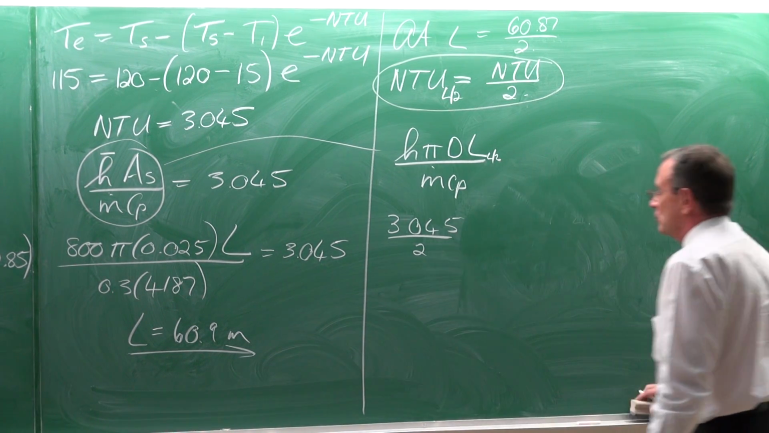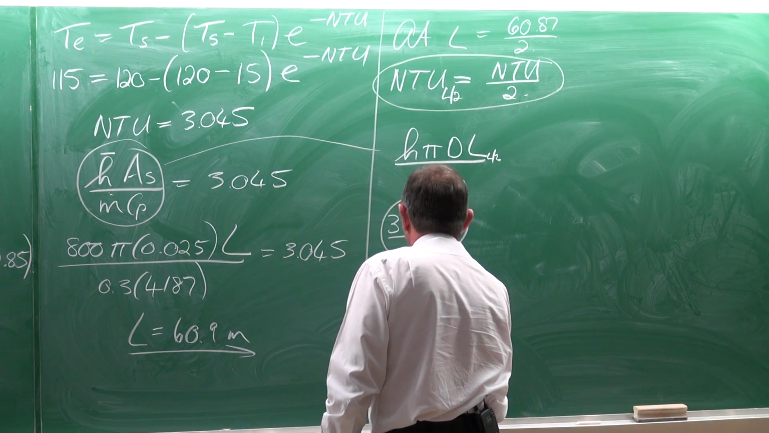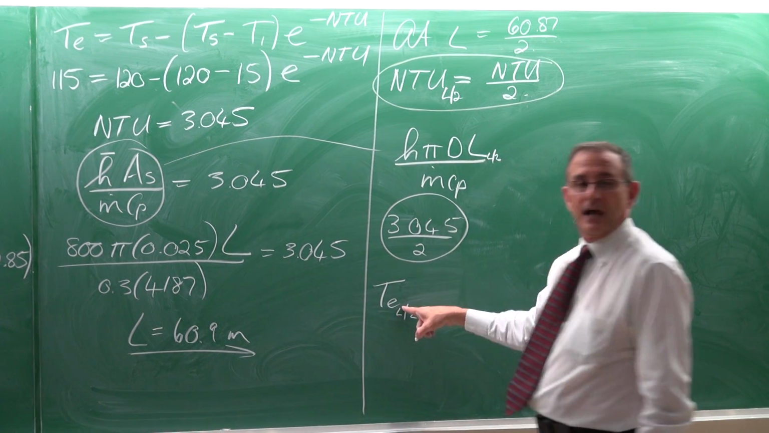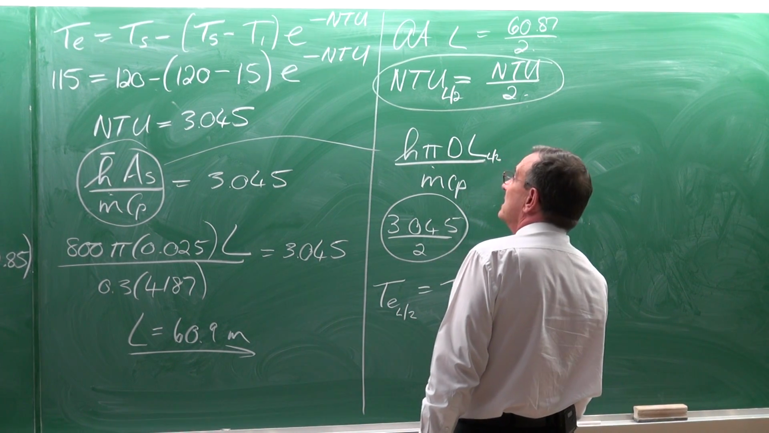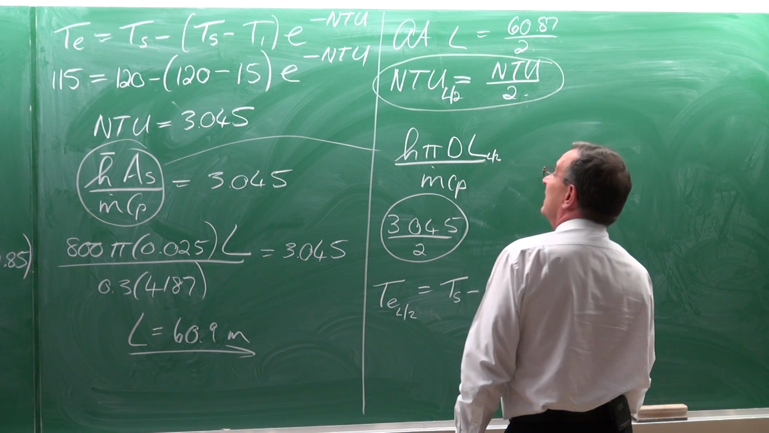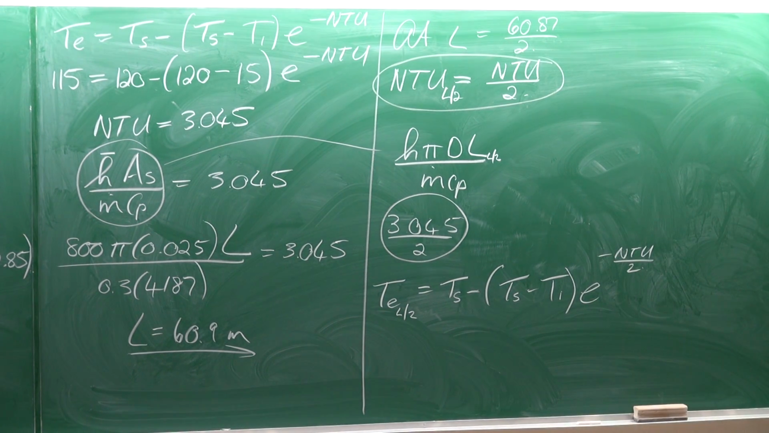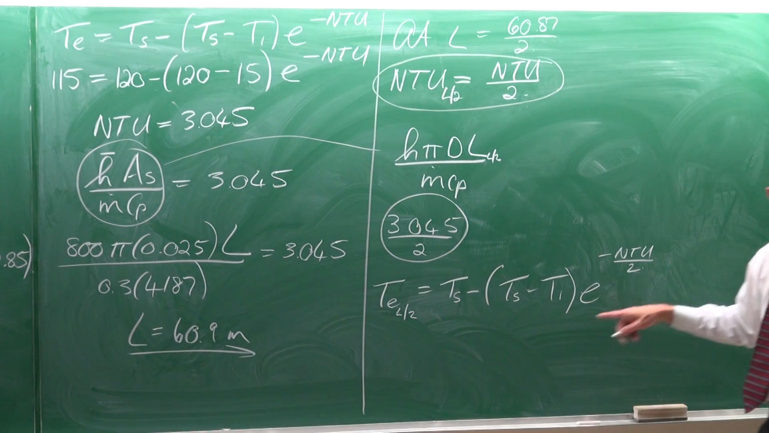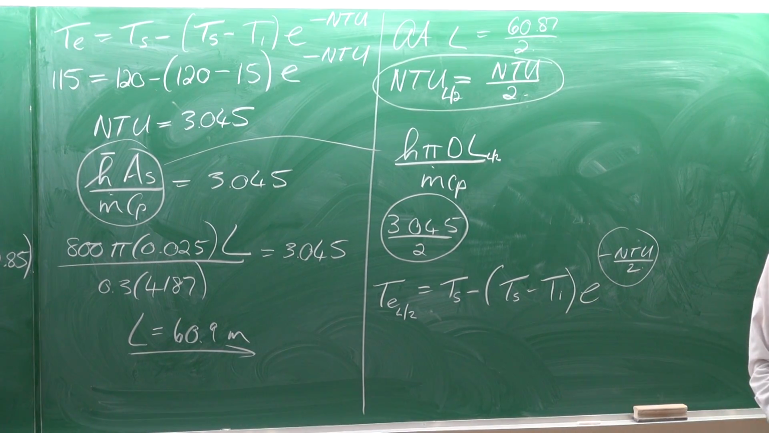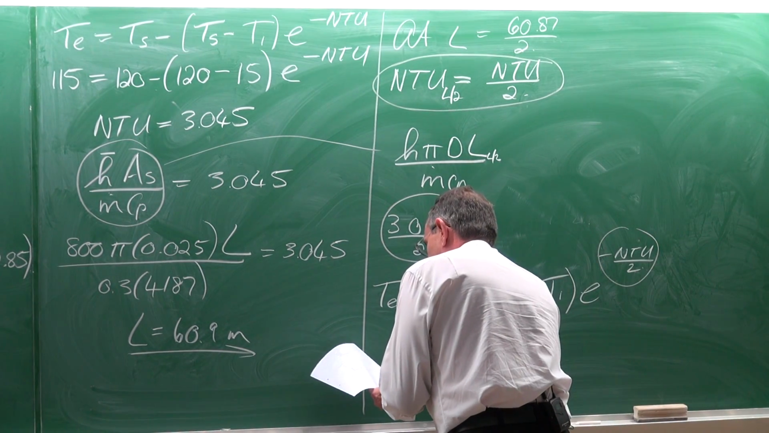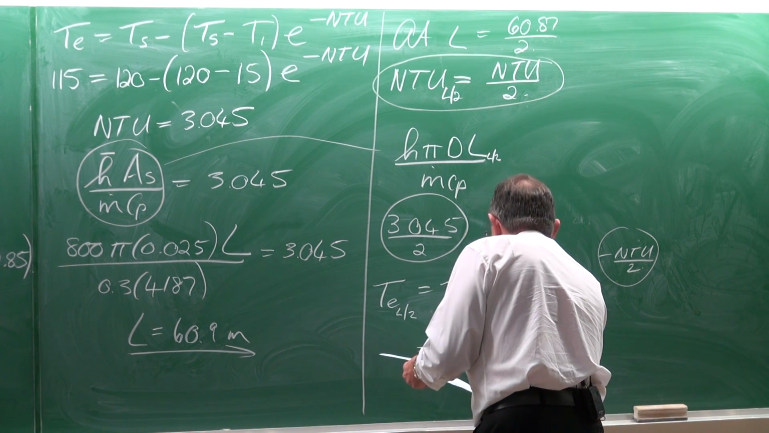I'm talking nonsense. So if we use 3.045 and we use this equation, the outlet temperature, not really the outlet temperature, but the temperature at L divided by 2 is equal to Ts minus Ti e to the minus NTUs divided by 2. So the temperature that we're going to calculate like that at half the NTUs will be that temperature. And that would be equal to 97.1 degrees Celsius.